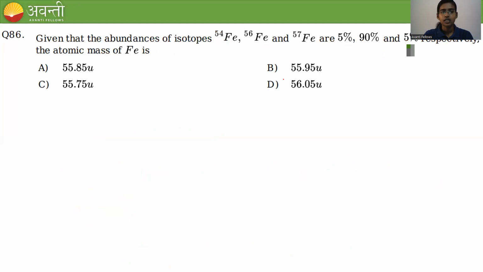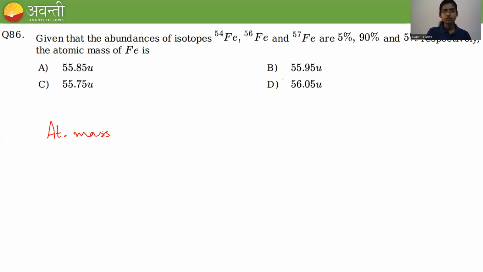Now coming to the next question, question number 86. Given that the abundance of isotopes Fe54, Fe56 and Fe57 are 5%, 90% and 5% respectively, the atomic mass of Fe is. So 3 isotopes of iron are given and their percentages are given, and we have to find out the atomic mass. So what is the formula to find out that?